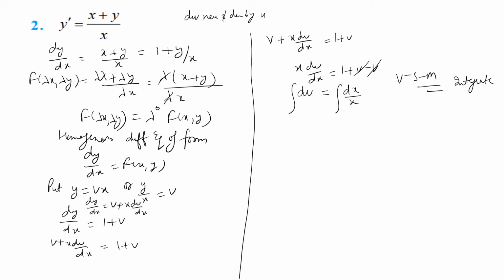So this is v and this is log mod x plus c. So who was v? y upon x. This is log mod x plus c. Or we get y is x log mod x plus cx.